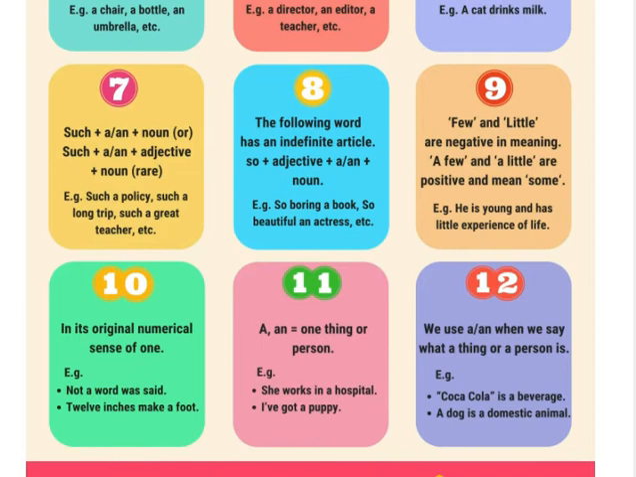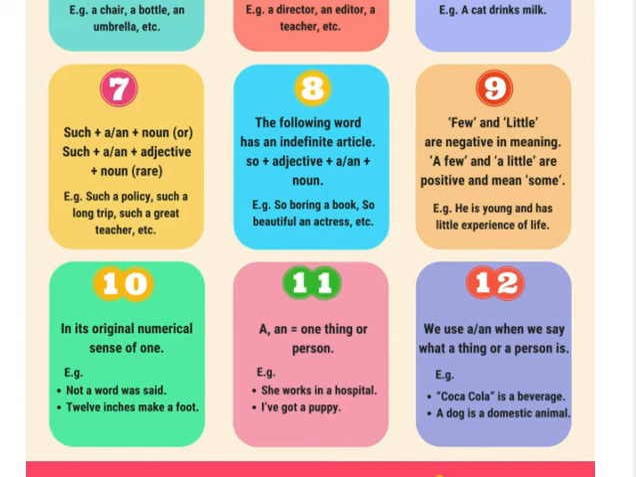Okay, we have such plus a or an plus noun, or such plus a or an plus adjective plus noun. Example: such a policy, such a long trip, such a great teacher, etc. The following word has an indefinite article: so plus adjective plus a or an plus noun, like when we say so boring a book, so beautiful an actress, etc.